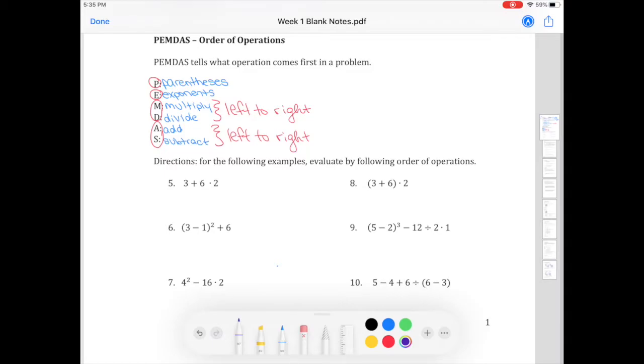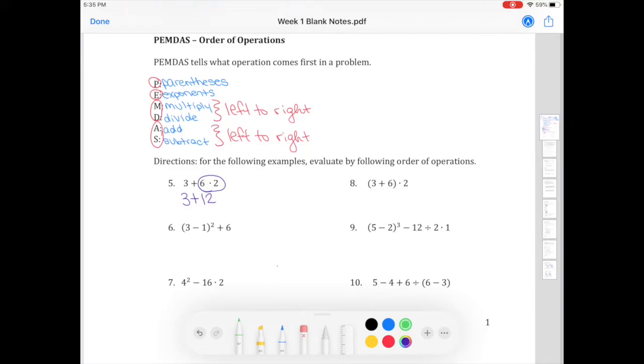Which one would you do first? Yes, sometimes I ask questions to the video knowing you will not answer me. Multiplication should be first. So 6 times 2 is what you're going to do first. That means the 3 plus has nothing to do with it. You're just going to bring it down. So 6 times 2 comes first because, like I said, multiplication comes before addition in PEMDAS.